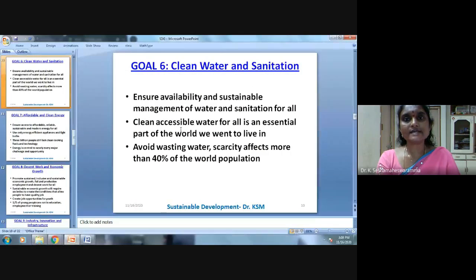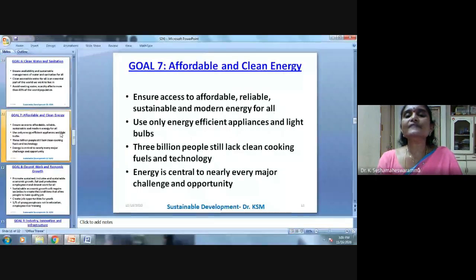Hence, clean air, water and sanitation are required for all the people. Goal 7 is affordable and clean energy. Affordable means everybody has to be able to access it and purchase it. So ensure access to affordable, reliable, sustainable and modern energy for all. Affordable means easy to access. Reliable, sustainable means which may not pollute. While preparing energy, suppose we use thermal power plants, there is a lot of pollution going on. Sustainable energy is required for all. Use only energy efficient appliances and light bulbs, not only bulbs, everywhere, efficient appliances in any kind of things.